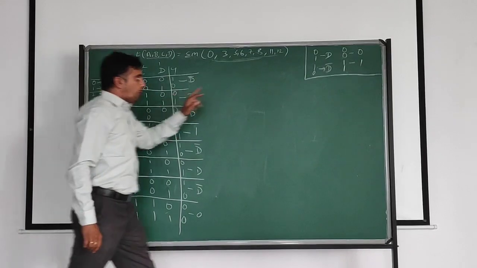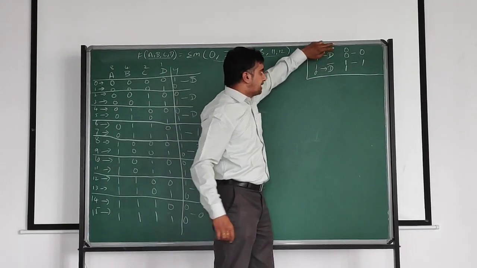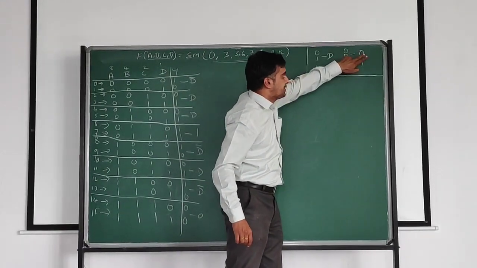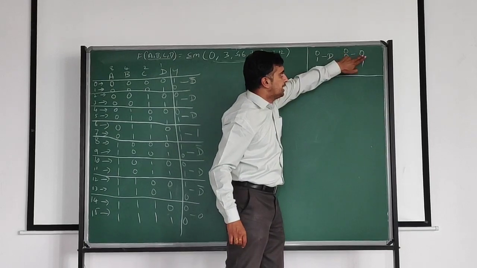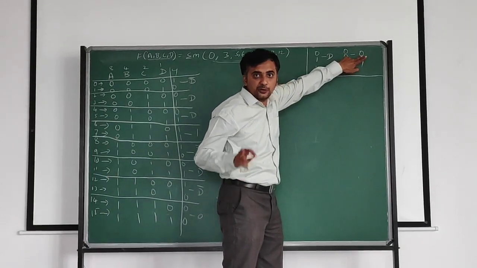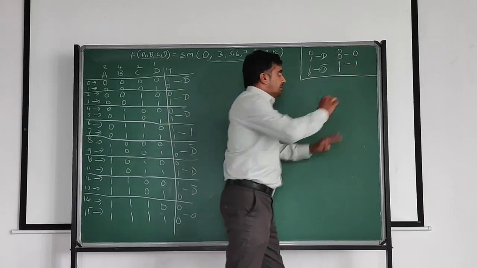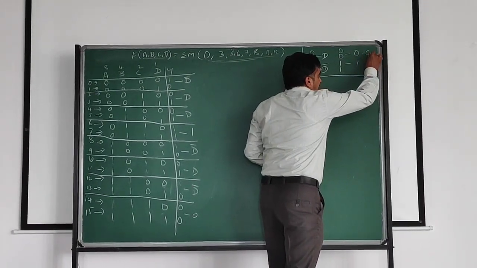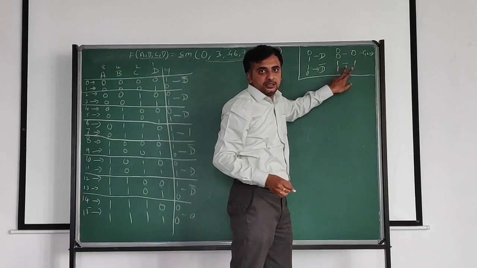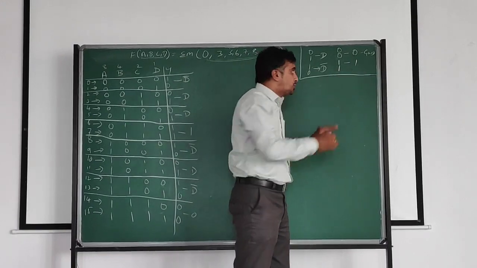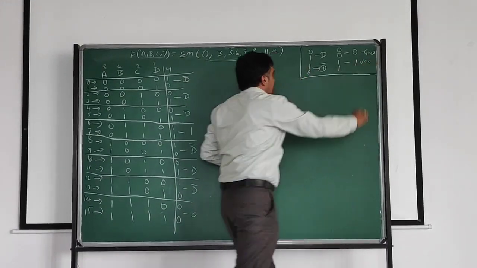Now, another important note. If both the values are 0, this is 0. 0 means low, and low means we have to connect it to ground. This is very important: 0 should be connected to ground. And if both are high, then the value is high, and it should be connected to VCC. See here.